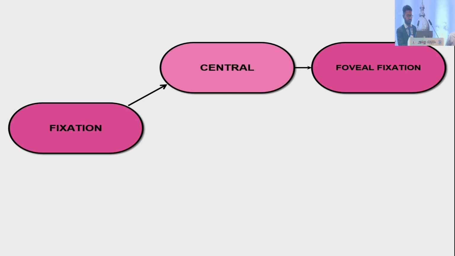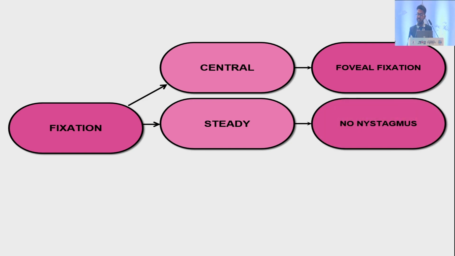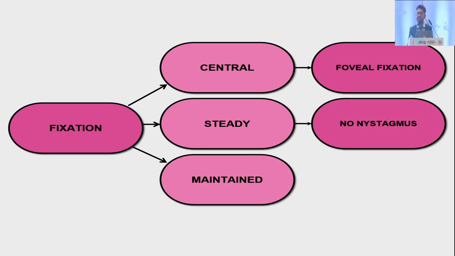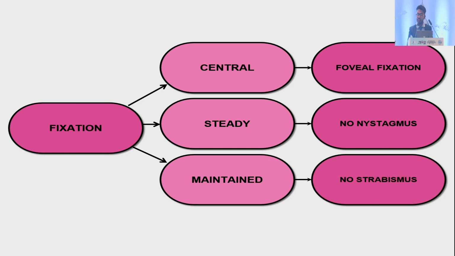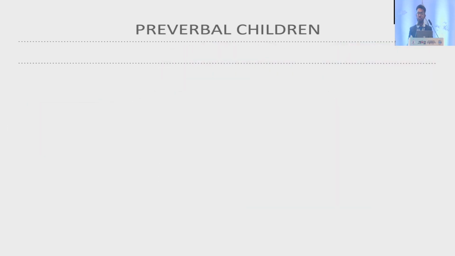So a central fixation implying a foveal fixation is a good predictor of good visual outcome. Then we move on to see if the fixation is steady or not, which implies that there is no nystagmus, and then whether it is maintained on a cover-uncover test, which again, the absence of a nystagmus or strabismus implies better outcomes. Now we go on to various modalities of visual acuity assessment.